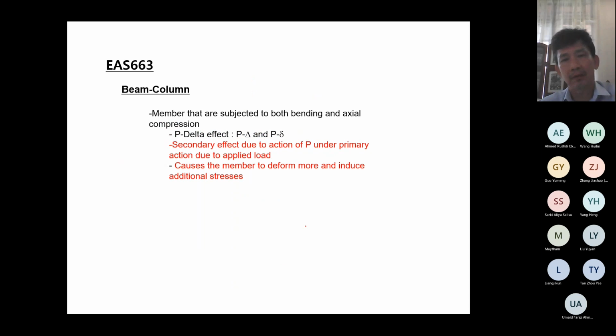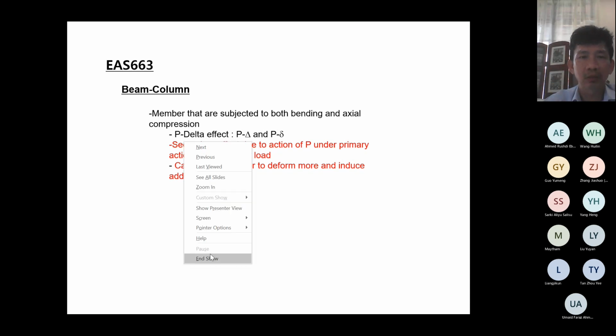Now, for beam column, which is members that are subjected to both bending and axial compression, when we design them, we need to consider the effect of axial load acting on the column on top of the load which is causing bending. And this effect that we need to consider, because of the additional deformations due to the action of the axial load, P, is what we call the P delta effect. Okay.